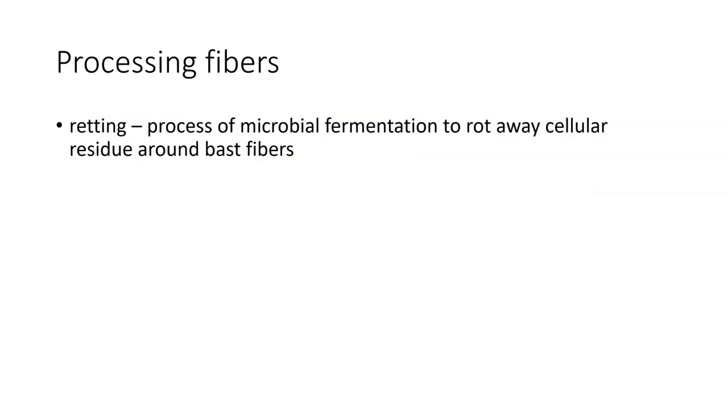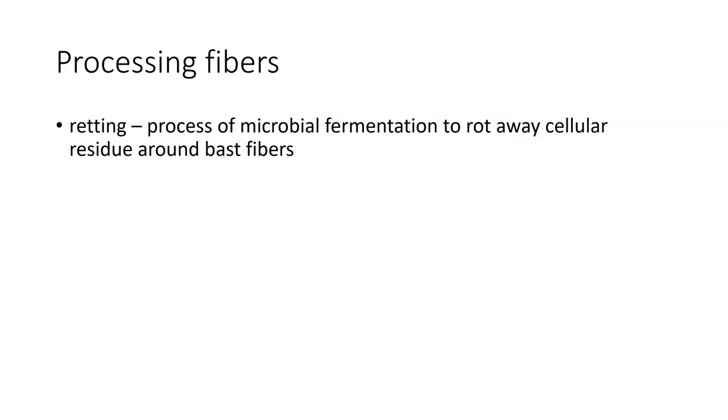When we talk about fibers, there are processes that we use. These are terms that you have to become familiar with. One of them is retting. Retting is the process of microbial fermentation to rot away cellular residues around bast fibers. When they collect the material in the field, it will undergo a microbial fermentation process that will cause the outer residues around the outside to come off. Then you can strip the fibers away and use the fibers. And that process is called retting.